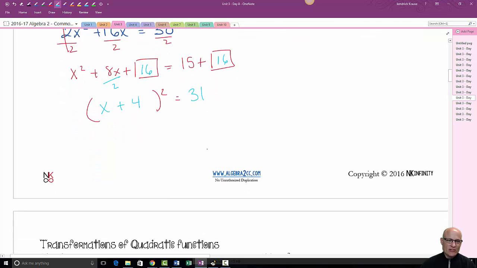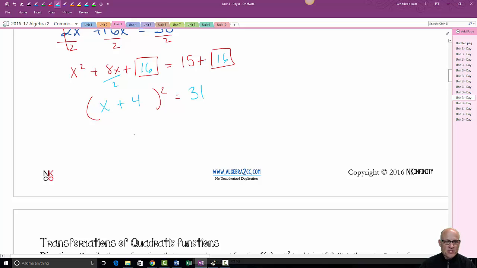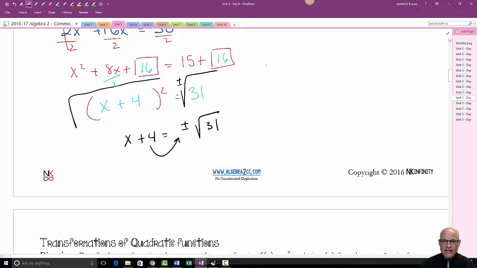Oh, man, I gave you an easy one. So don't forget, the next step is to take the square root. When you take the square root, you put a plus or minus. So I get x plus 4 equals plus or minus the square root of 31. Pop that 4 over, and I get x equals -4 plus or minus the square root of 31.